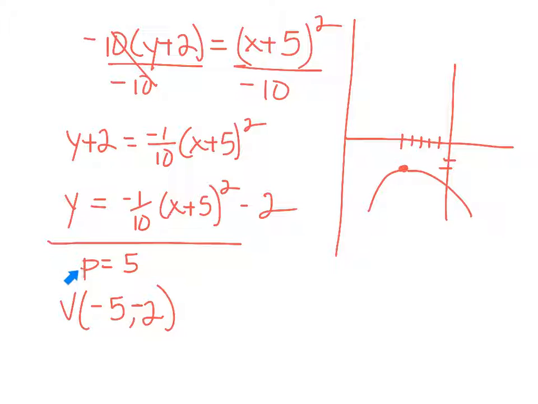So what this tells me is the distance from the focus to the directrix is 5. So that means when I go over here, my vertex is right here. My directrix will be up the same amount as my focus will be down. And the distance between those two has to be 5. So I'm going to go down 2.5 and I'm going to go up 2.5.